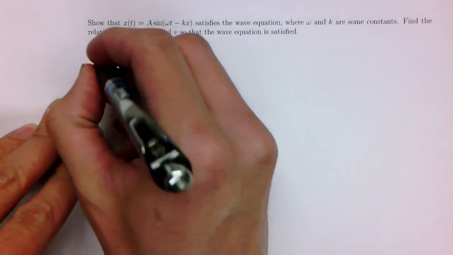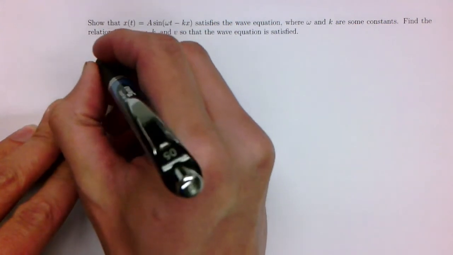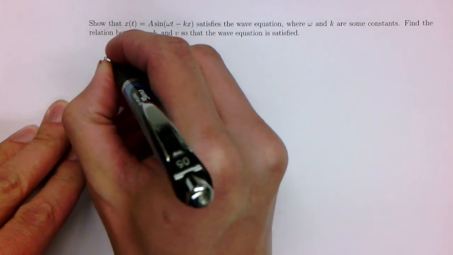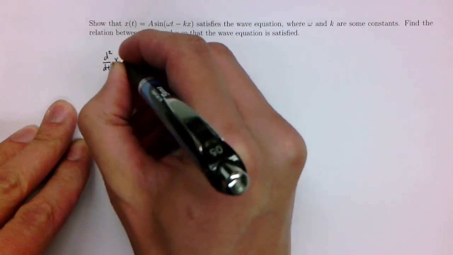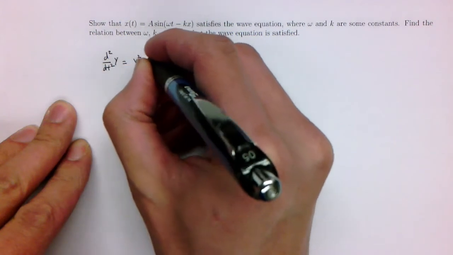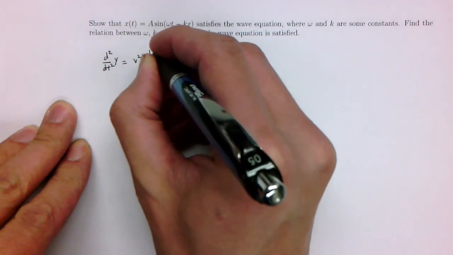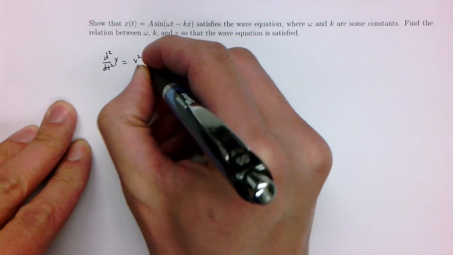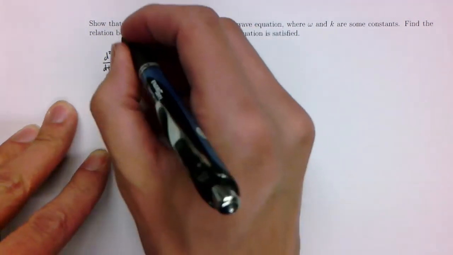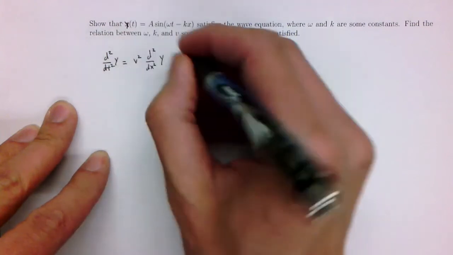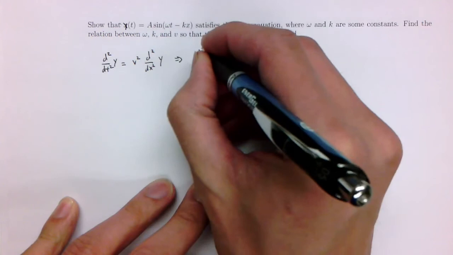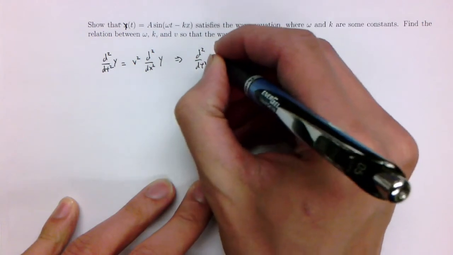Okay, so let's recall what the wave equation looks like. It's basically d squared by dt squared of y of t is equal to v squared d squared by dx squared of y. In this case, we're going to replace x with y or something like that. So this is going to become d squared by dt squared of what?